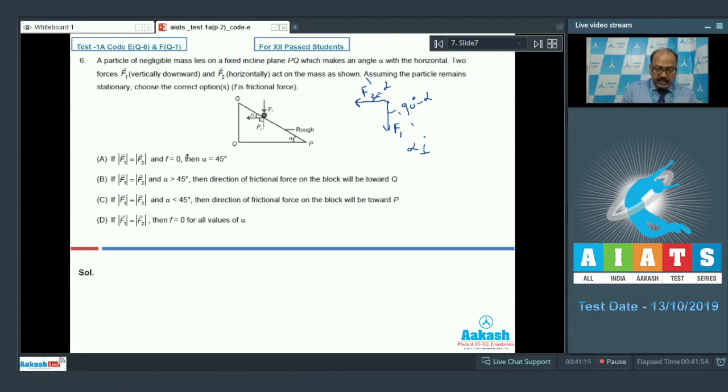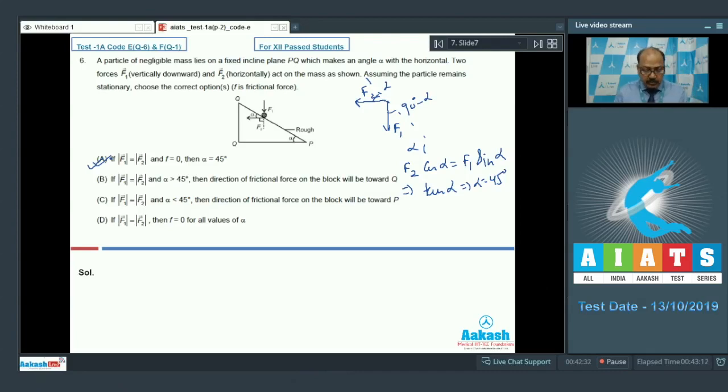Let's evaluate option A now. It says if these two forces have equal magnitude and frictional force is 0, then alpha is 45 degree. Well, if the friction force is 0 and the two forces have equal magnitude, for equilibrium we will have F2 cos alpha equals F1 cos of 90 degree minus alpha, that means F1 sin alpha. If friction is 0, for equilibrium this condition must be satisfied. Now if F1 and F2 have equal magnitudes, that means we have tan alpha equals 1, which means alpha is 45 degree. So that means option A is clearly correct.